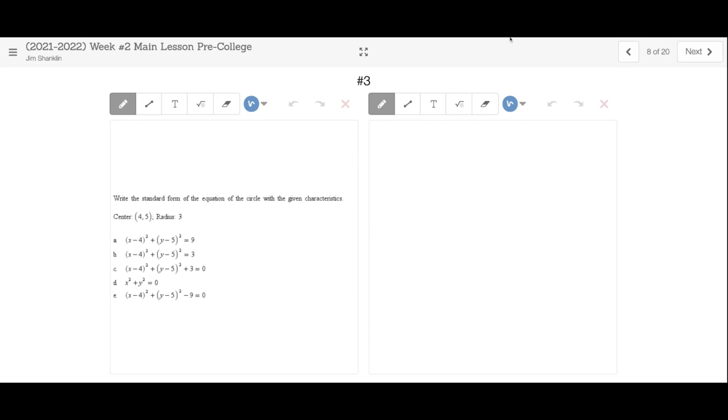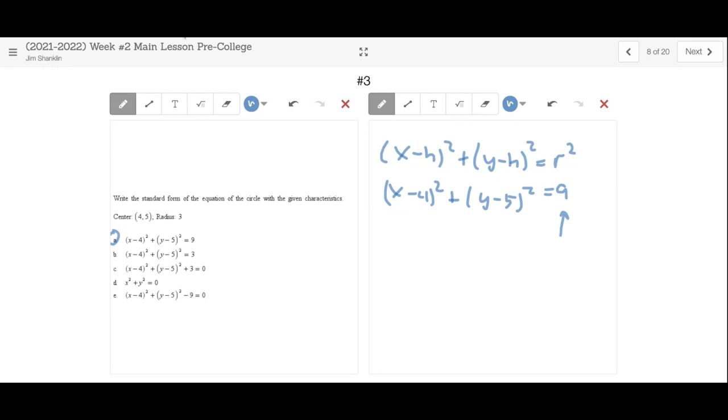Okay, I'm looking at your answer, and it looks like you have the right idea. However, when you write an equation of a circle, it's always going to be x minus h squared plus y minus k squared is equal to radius squared. So the radius is 3, so this should be 9 over here. Okay, so this should be x minus 4 squared plus y minus 5 squared is equal to 9, not 3. So it looks like letter A. Does that make sense? Why it should not be 3 and it should be 9?